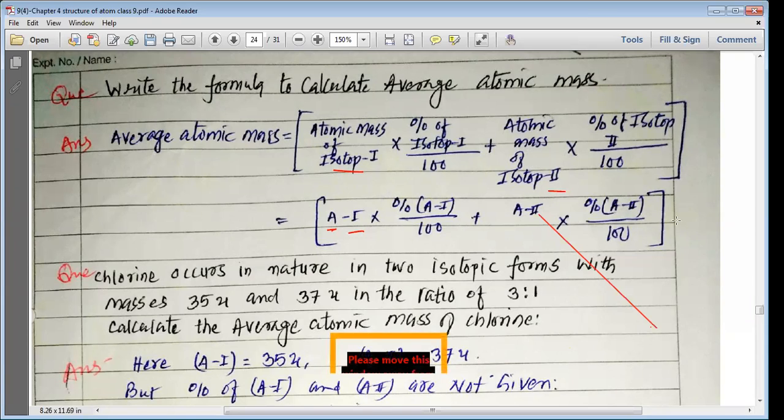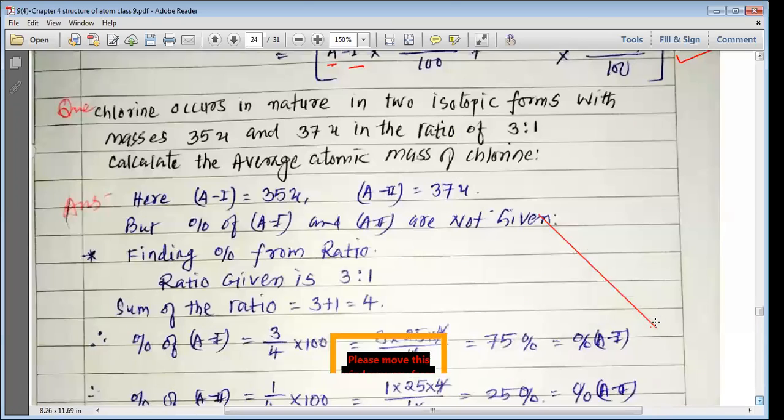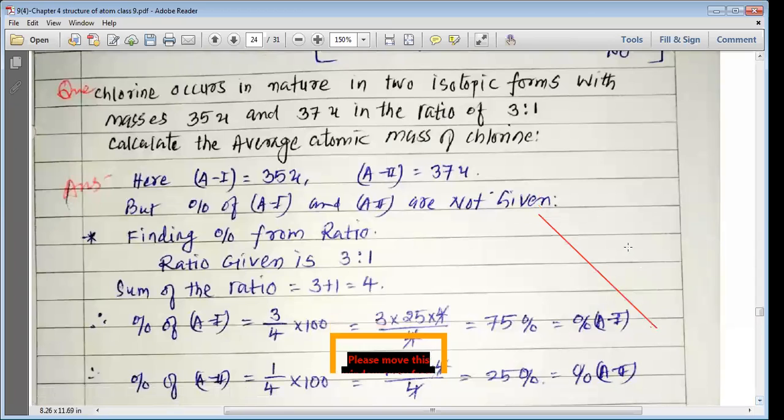So we can write it in this manner. Now we have the question so that we can understand how to calculate the average atomic mass. Chlorine in nature exists in two isotopic forms with the masses 35u and 37u. It is in the ratio 3 is to 1. Calculate the average atomic mass.